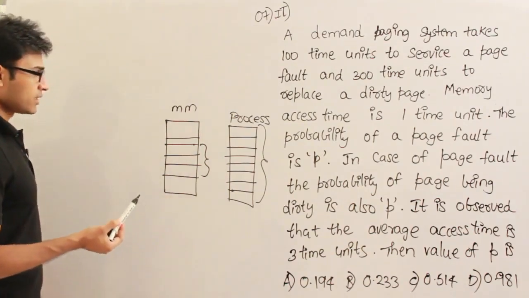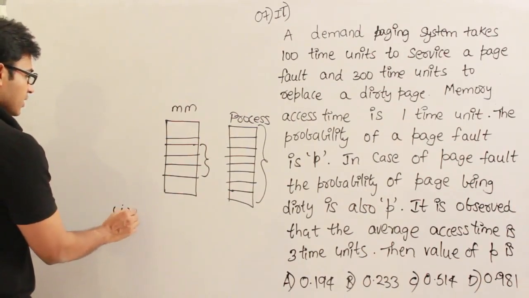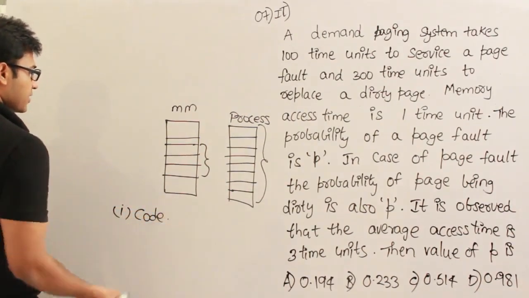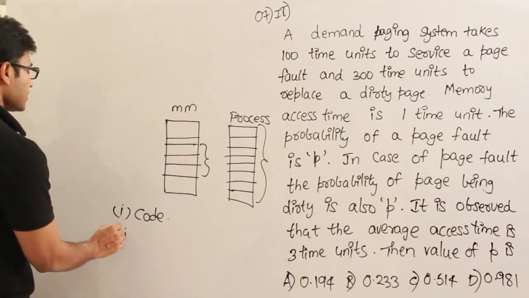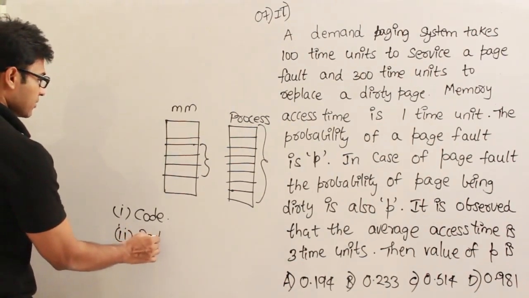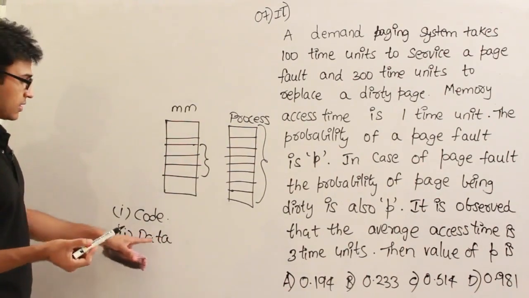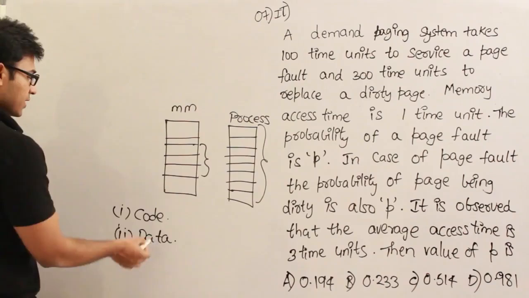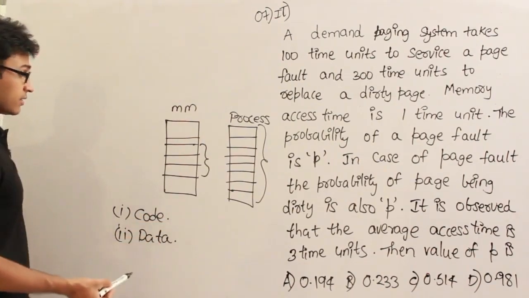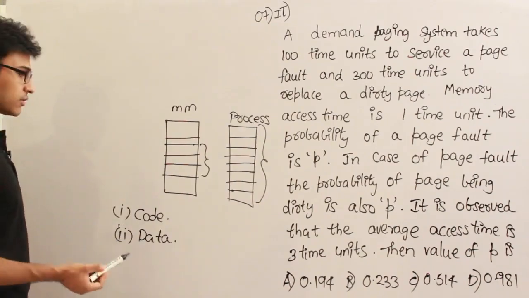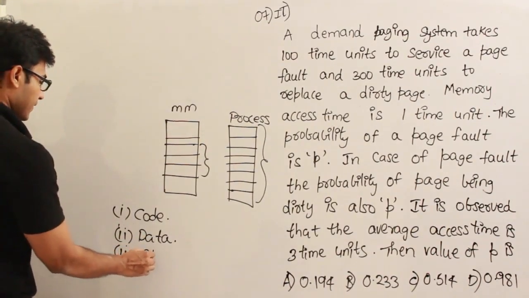I told you that there are generally three types of sections in a process. One section is the code section, the program which you have written, that is the machine code. The second section is data. Data means there will be global data, static data, and then the heap data. So the data section contains two parts: one is global or static data, and the other is dynamic data, meaning memory allocation, which you can call heap. And the third one is the stack.